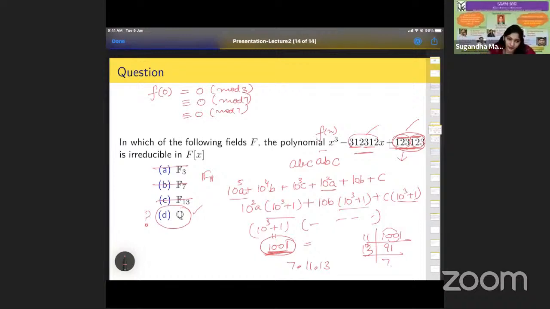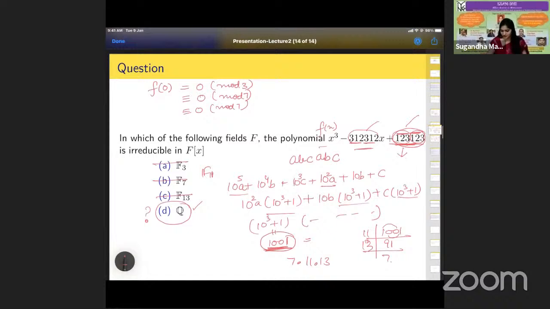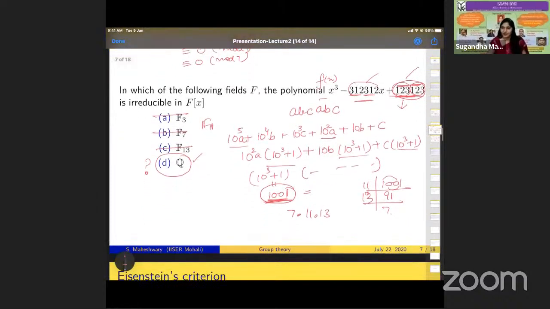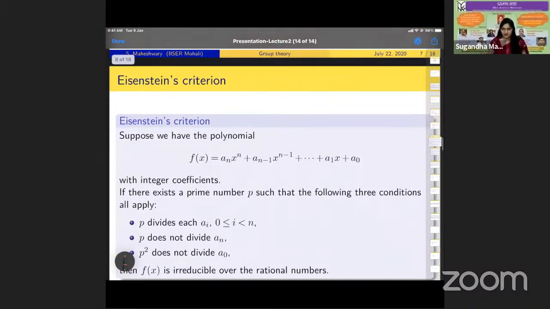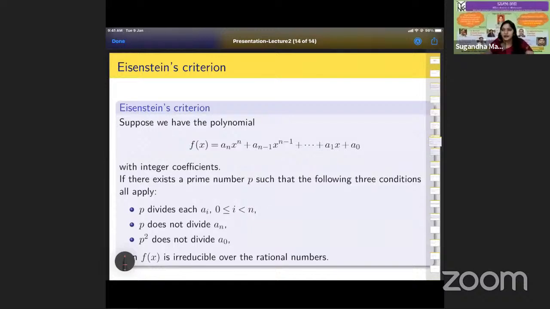Second thing, I want to talk about this Q. Why should this be irreducible over Q, right? If you have to make sure that it is irreducible over Q, for that I will introduce you to Eisenstein's criterion. Again, a standard basic thing, and maybe most of you know about it. So what is Eisenstein's criterion?